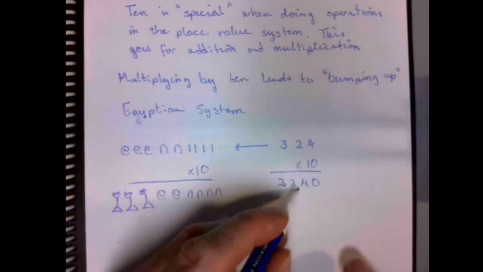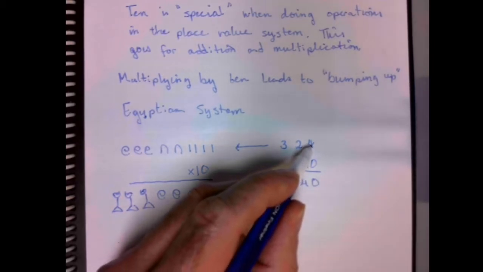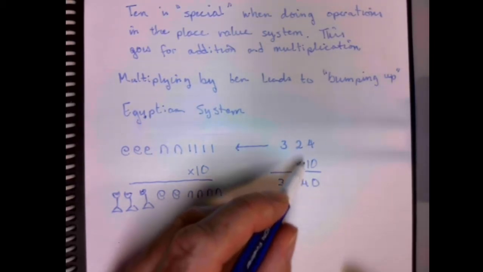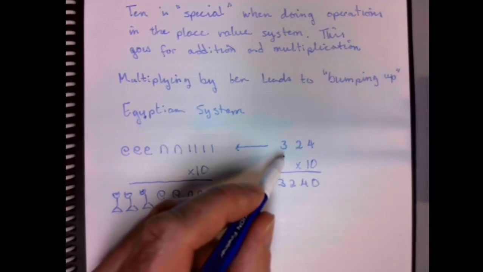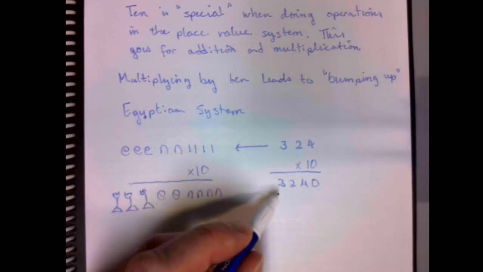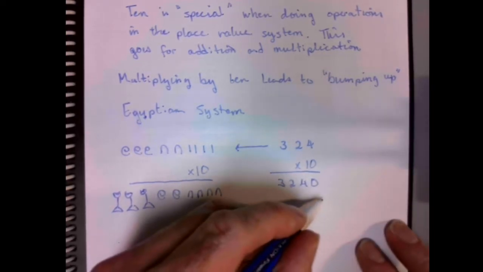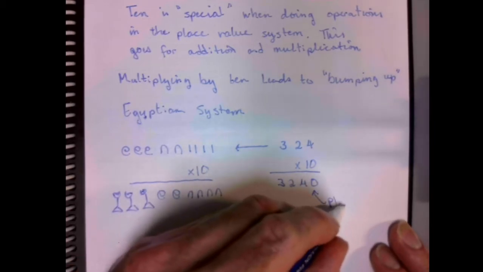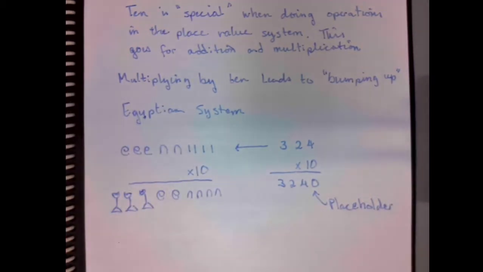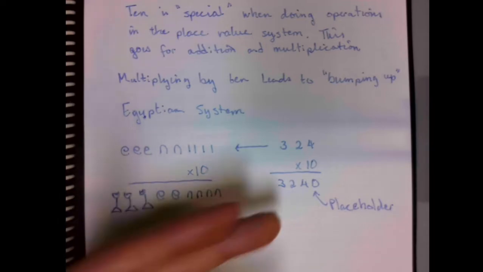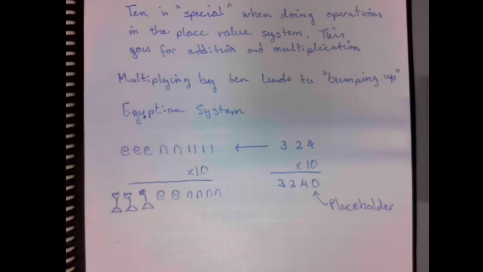Here we're going to bump everything up too. The 4 in the 1's place goes to a 4 in the 10's place. The 2 in the 10's place becomes a 2 in the 100's place. The 3 in the 100's place becomes a 3 in the 1000's place. And we have to put a placeholder 0 in the 1's place. So multiplying by 10 has the effect of bumping up. It works in the Egyptian system and it works in our place value system.